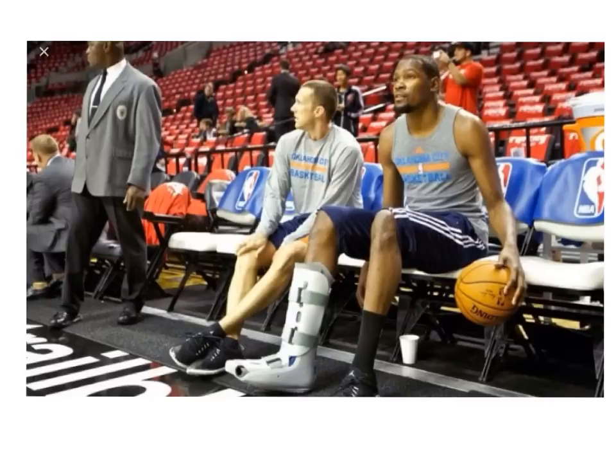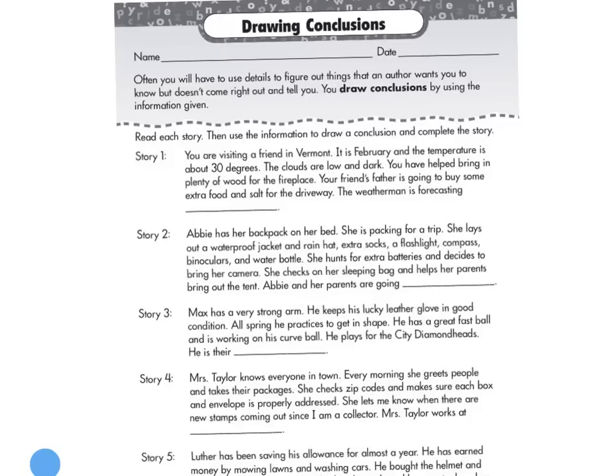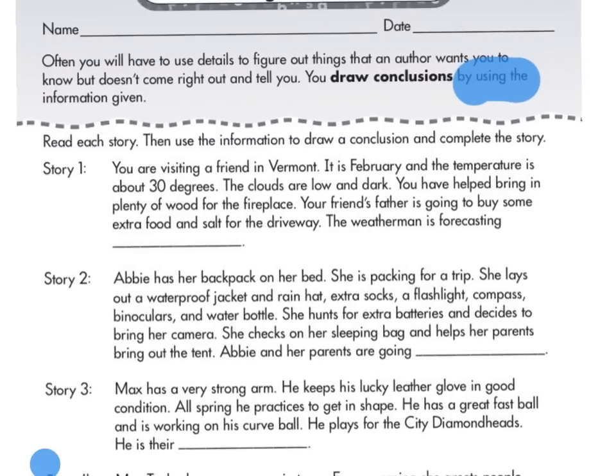So drawing conclusions is not just something that's focused in reading. You do it all the time, every day. But it's also a skill that we do use in reading to help us understand our text better. So let's go ahead and look at a few examples of ways that you might draw a conclusion while you're reading. Here are some short pieces of text. We are going to use these to draw conclusions. So let's read the first one.